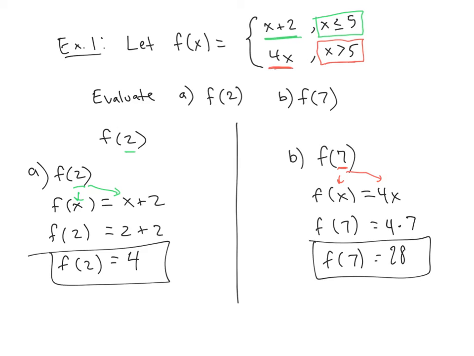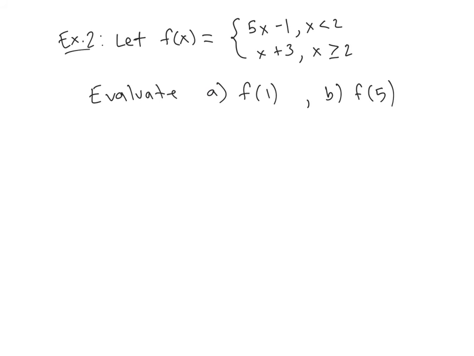Good, so if we take a look at that one, f of 7 is 4 times 7, 28. So my output there would be f of 7 equals 28 for part B. All right, let's take a look at example 2 here.